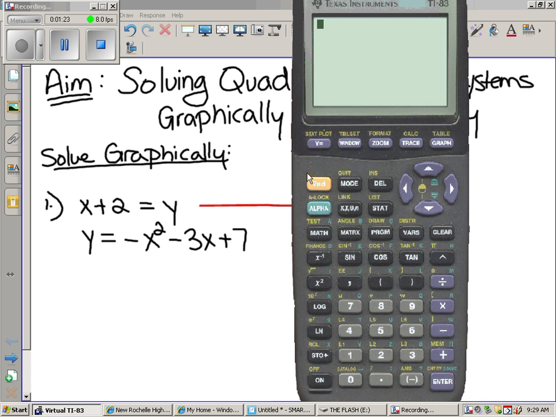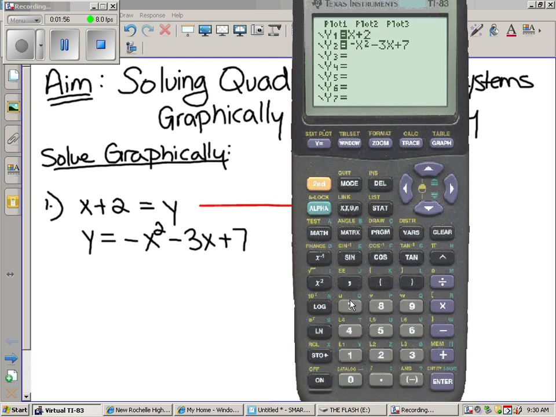So hit the y equals screen, enter it in. You see these are y1, y2, y3, y4. We're going to enter in x plus 2. Does everybody know where the x button is? It's next to that alpha key. And then we're going to scroll down one, and we want to enter in negative x squared. Negative is this button at the bottom. You can't use the subtraction symbol. They're different. x squared minus 3x plus 7.